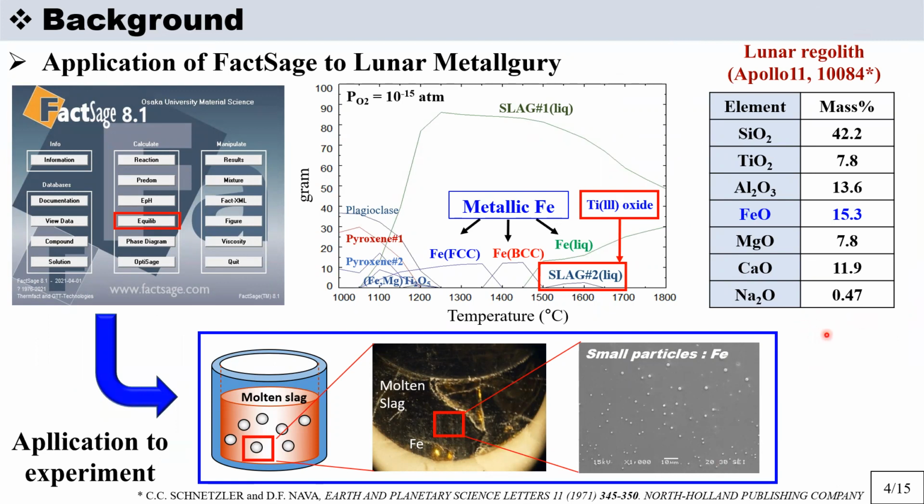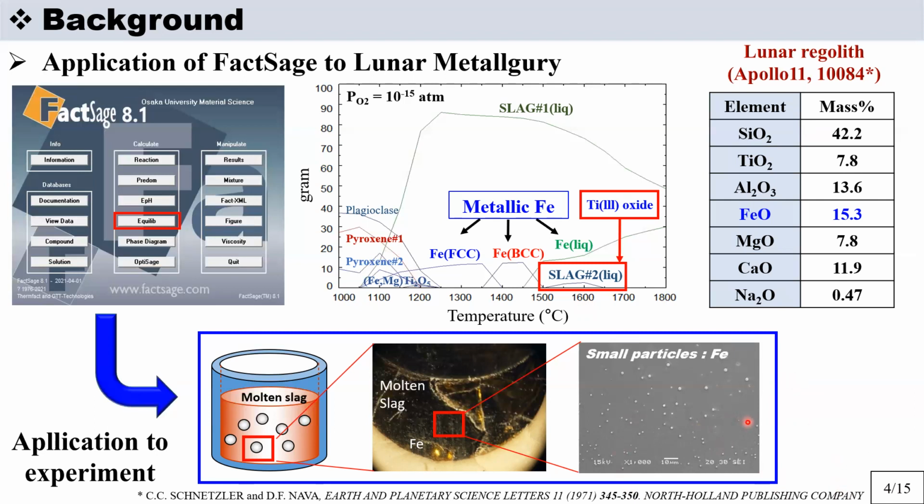Based on this composition, we obtained this calculated result. As you can see, metallic iron is produced at about 1050 Celsius degrees. Based on this information, we conducted FeO reduction experiments to get the metallic iron. And we successfully obtained the metallic iron from the regolith simulant by experiments at around 1000. After that, we heated the specimen up to 1600 Celsius degrees. This figure shows the metallic iron in molten slag produced after our experiments.